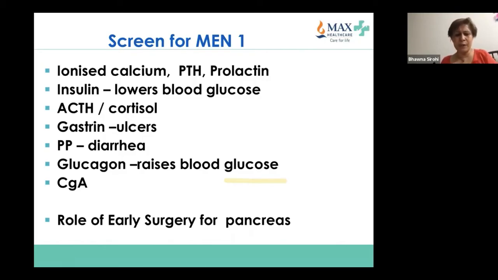I will not go into the role of early surgery for pancreas, because the risk of developing pancreatic cancer is very high. Most insulinomas, let's say, are benign, but there is a possibility that some of them may turn into cancer. So there are guidelines which, if you are surgical, you must read.